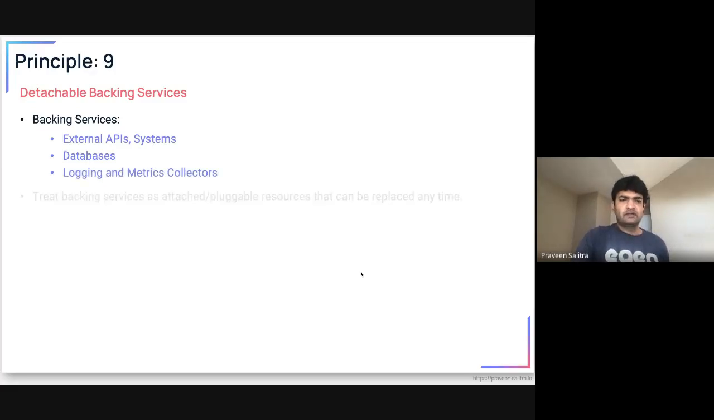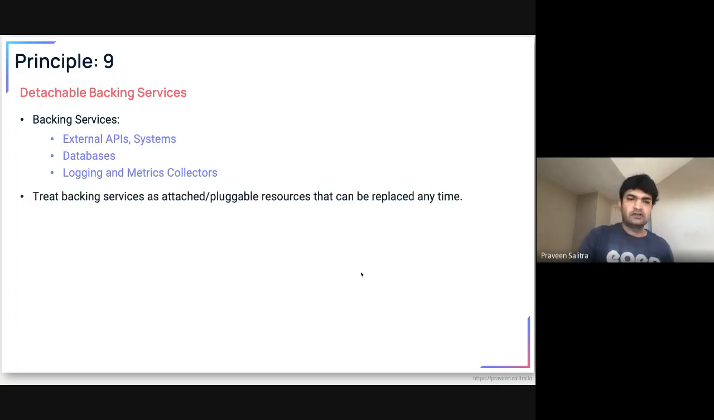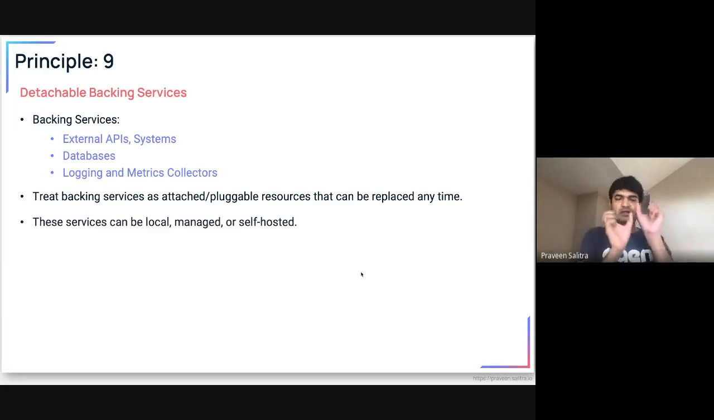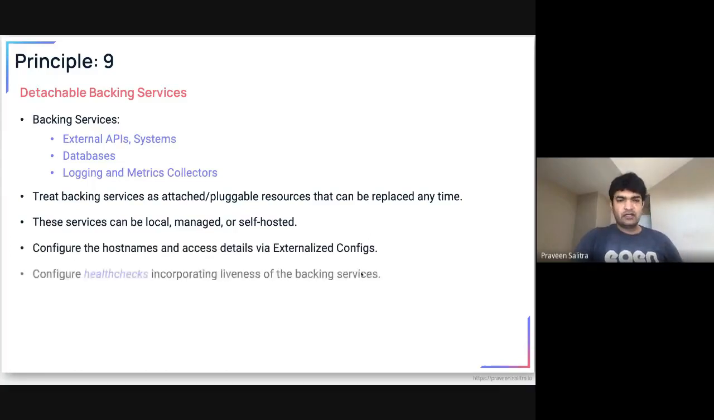What you should do, including for the logging and metric collectors, is treat them as pluggable resources that can be replaced, changed, or modified at any point. Because the whole thing you should be worried about is the contract between these two services, not what the exact host name or port of that service is, or the third-party service. So that's the whole idea here. Use the concepts of externalized config, and that will take care of this particular principle.